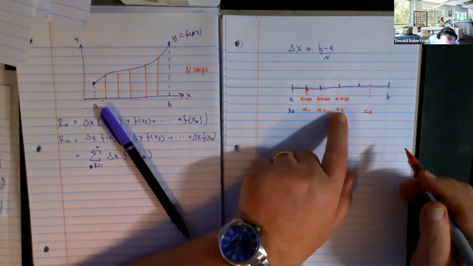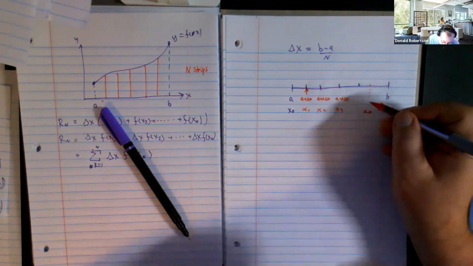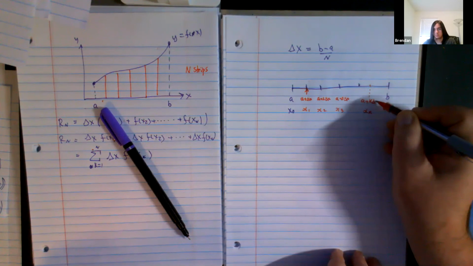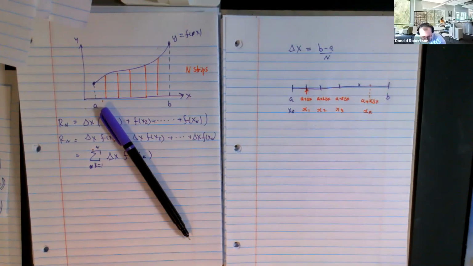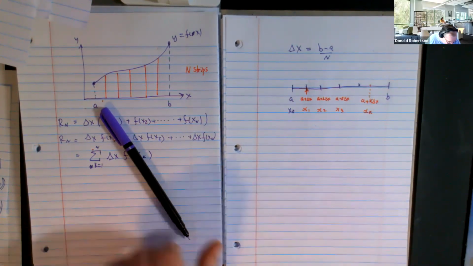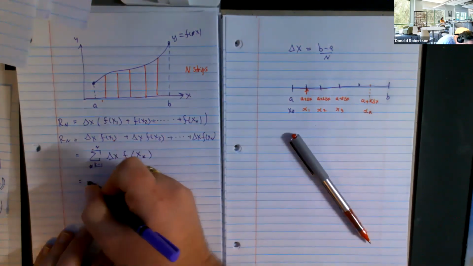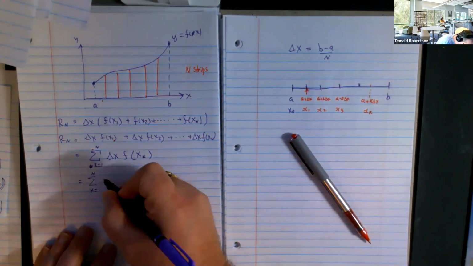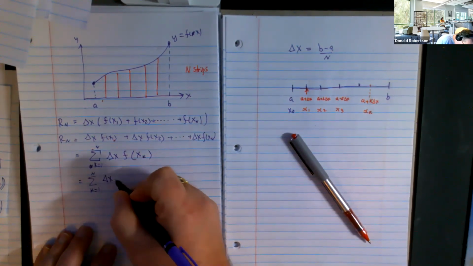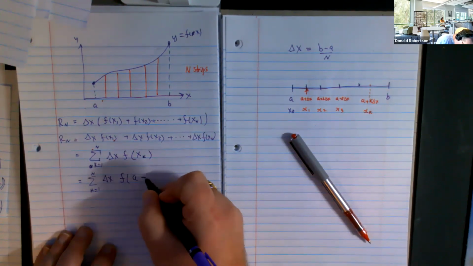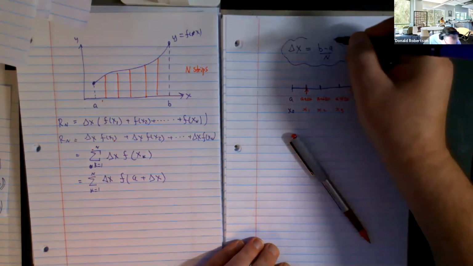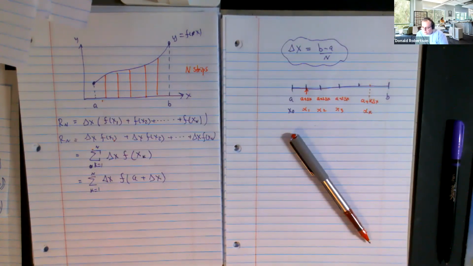Two gets you that, 3 gets you that. What would K get you? A plus K delta X. Right? A plus K delta X. Which means that this guy over here can now be written as sigma K equals 1 to N delta X F of A plus K delta X, where delta X is that guy. So far, so good.